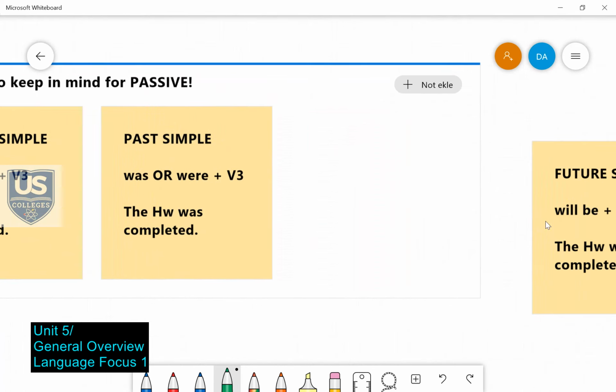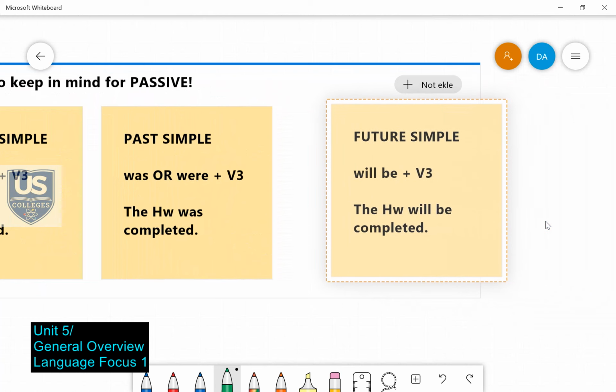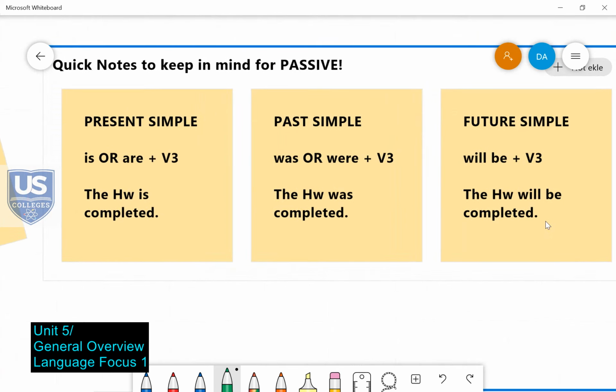So let's start with the present one. Present simple. While we are making a passive sentence in present simple, is or are plus verb 3 is supposed to be used. So the homework is completed. Pay attention, please. In all tenses, you're supposed to use the past participle form, which means you will make continuous use of these verb 3 forms. Okay, so here is very important to pay attention to.